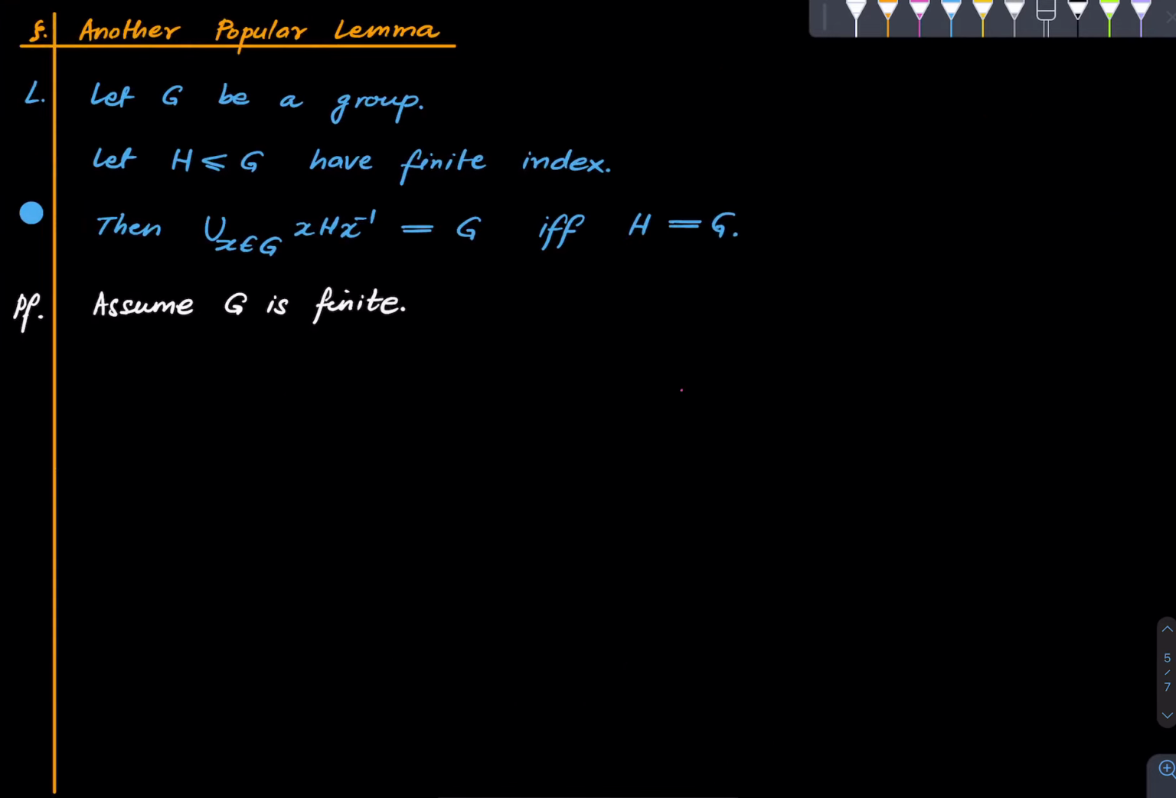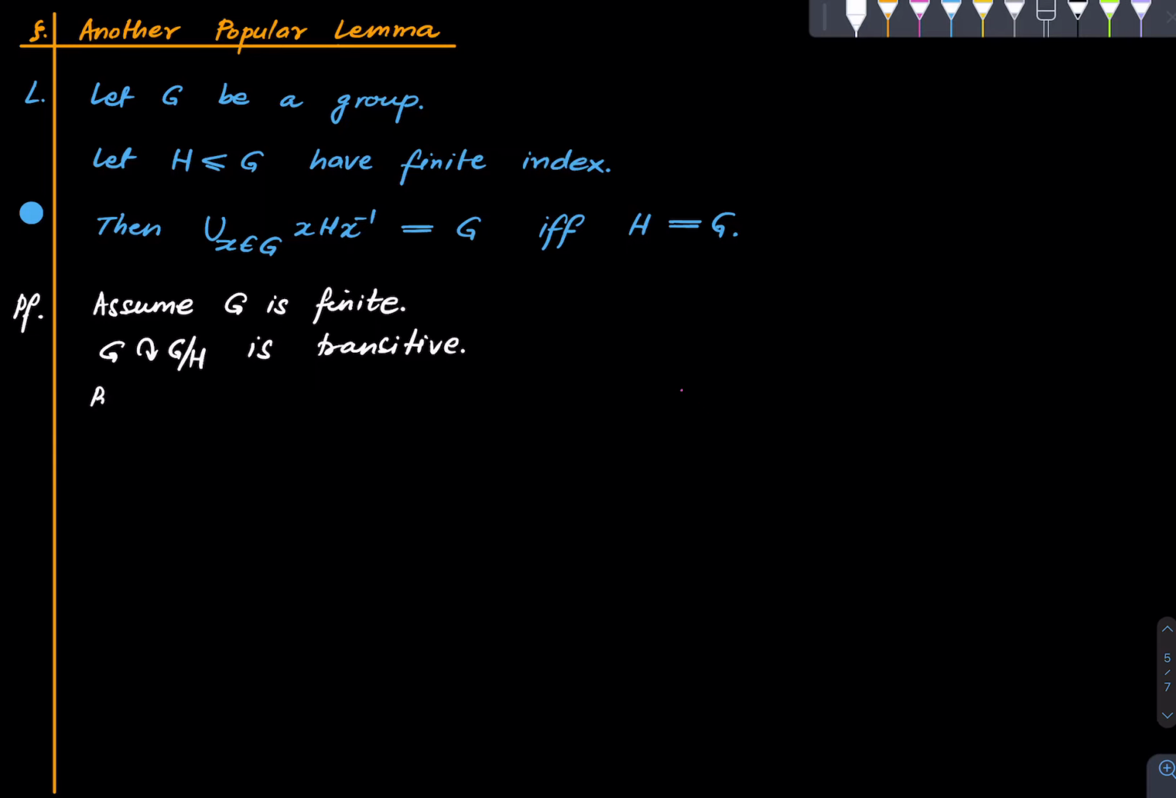So now, having proved this lemma, we come back to our strange, peculiar lemma, which says that if we have a group G, H is a finite index subgroup, then the union of the conjugates of the subgroup is the entire group if and only if the subgroup is the entire group. So first we will prove it for a finite group. Suppose G is finite, and consider the coset action. This is a transitive action, as we pointed out.